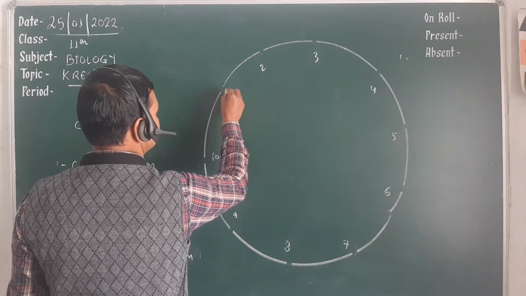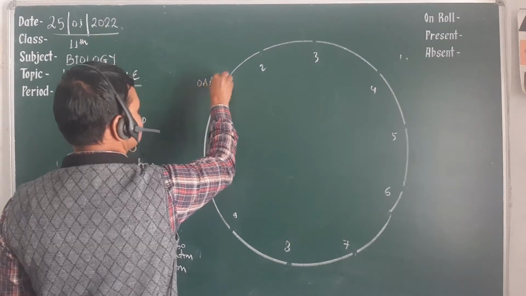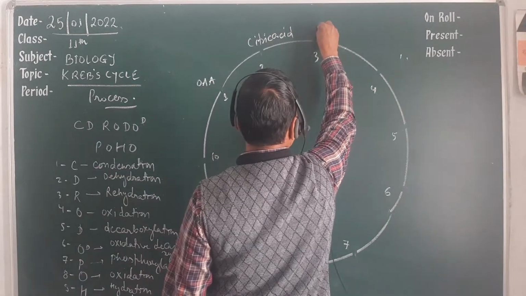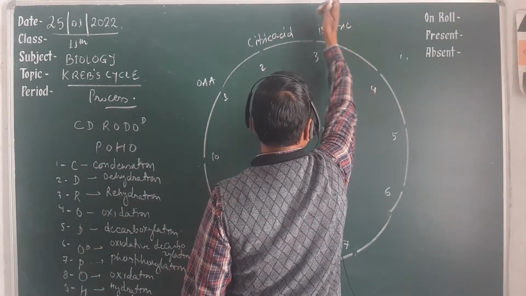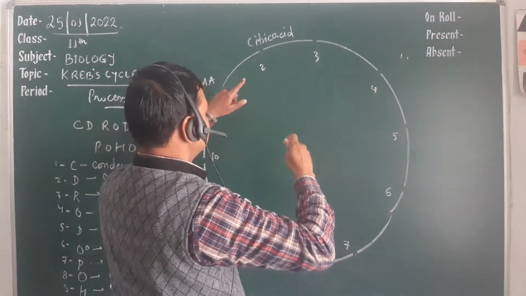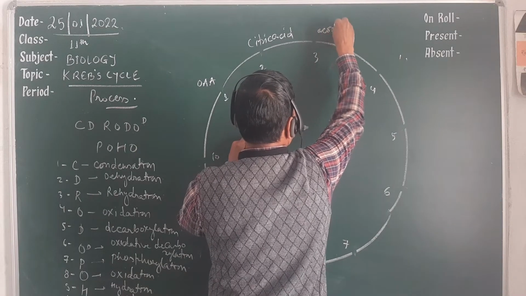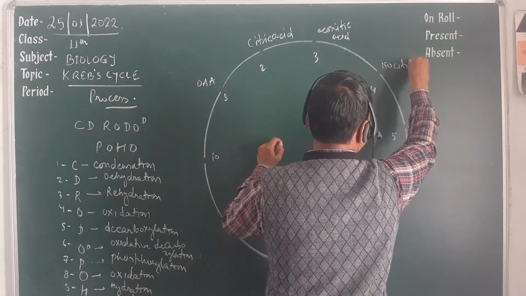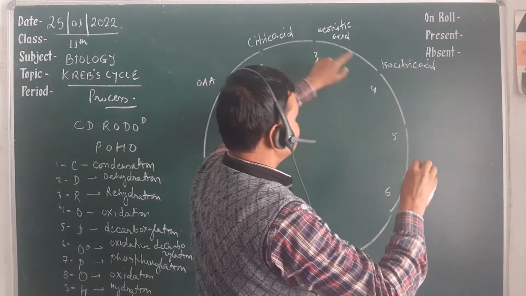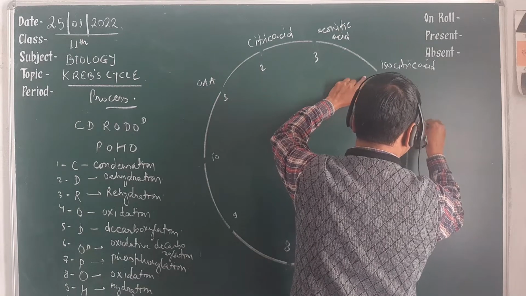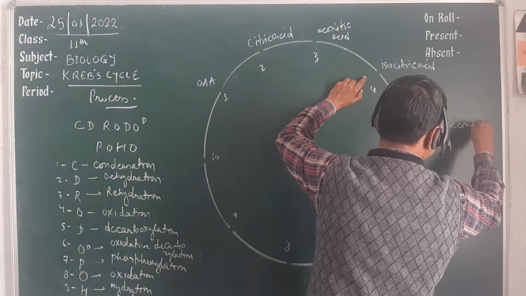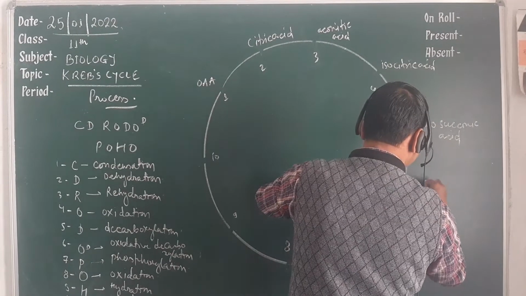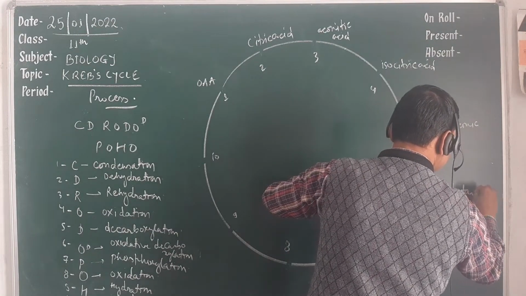Which is the first molecule? O. O means oxaloacetic acid. Citric, so this is citric acid. O citric acid is of course A, that is aconitic acid. O citric acid is of course I, that is isocitric acid. O citric acid is of course O, which means oxalosuccinic acid. O citric acid is of course A, which means alpha ketoglutaric acid.